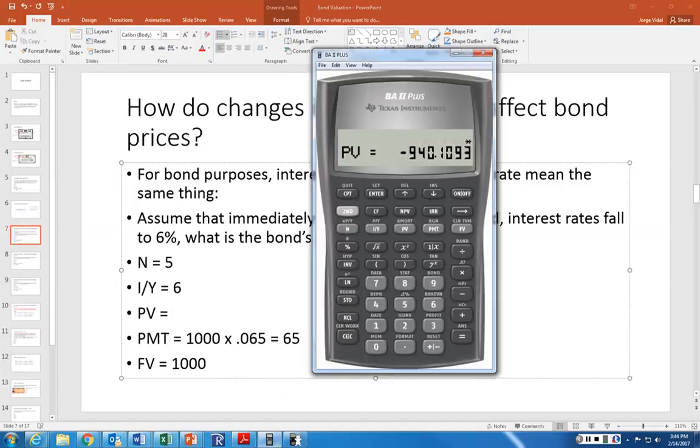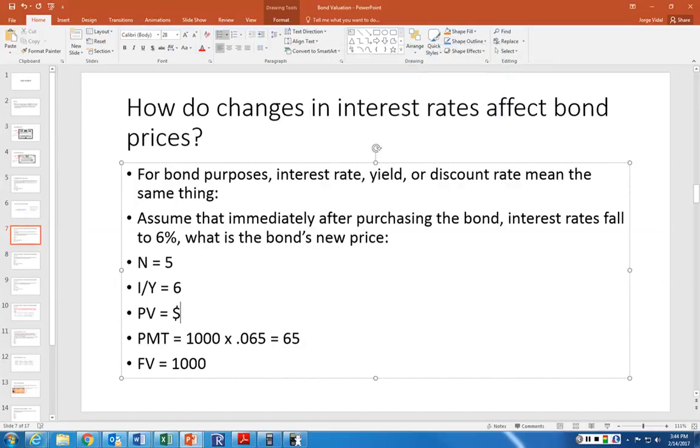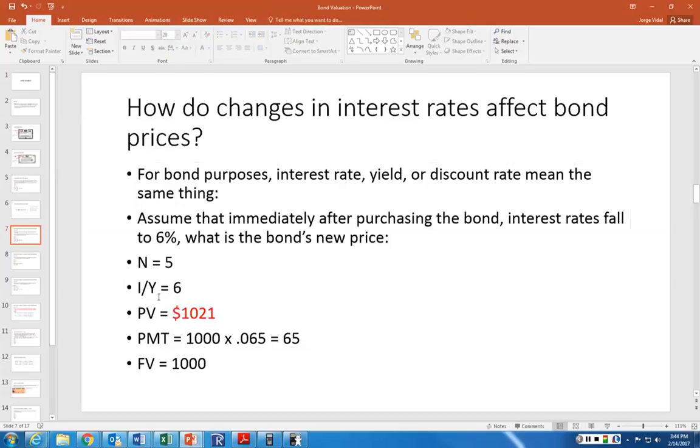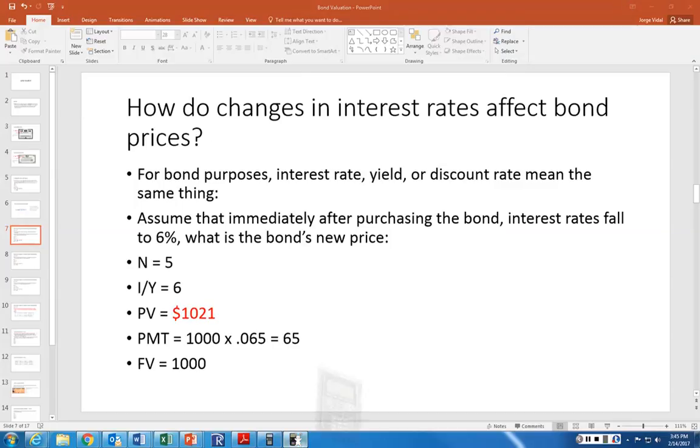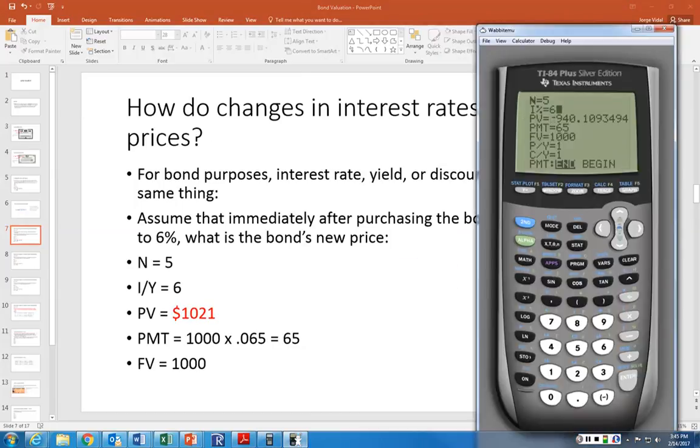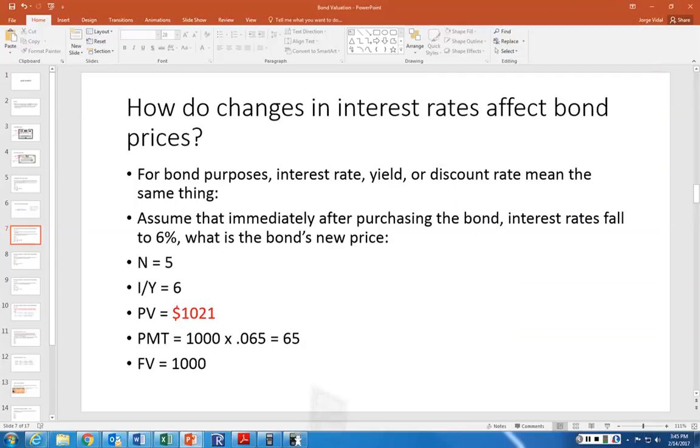Since we already have the numbers in the calculator, all I have to do is change the IY to 6, so 6, IY, compute present value. So it's 1021, the new price. Okay, so when rates fell from 8 to 6%, the bond price went from 940 to 1021. In this calculator, I% equals 6, present value, alpha, enter, 1021.